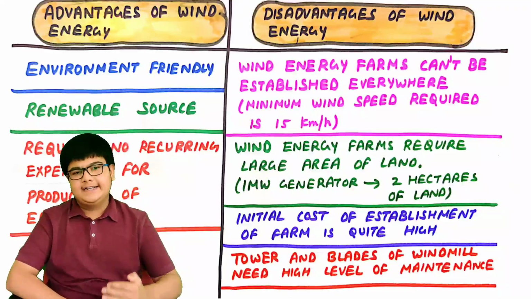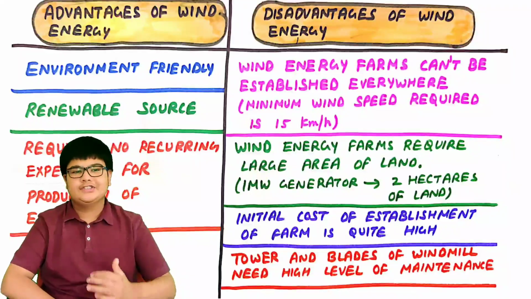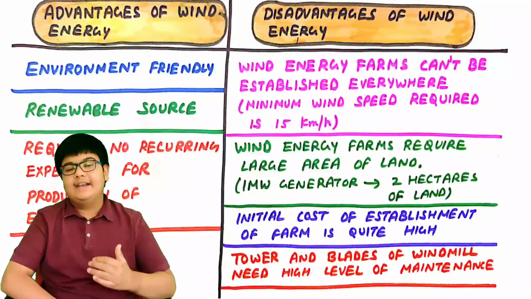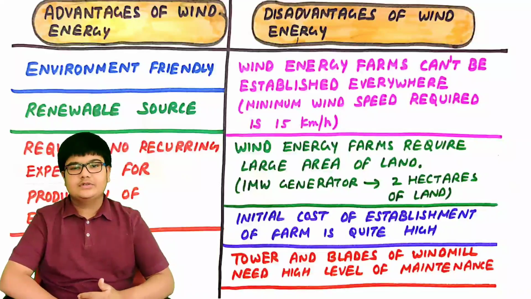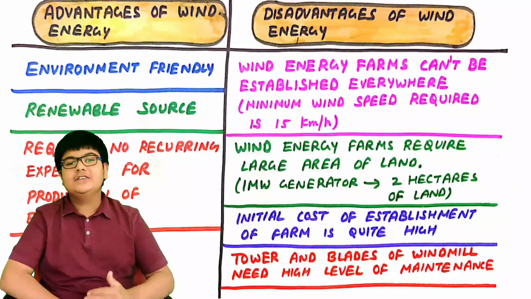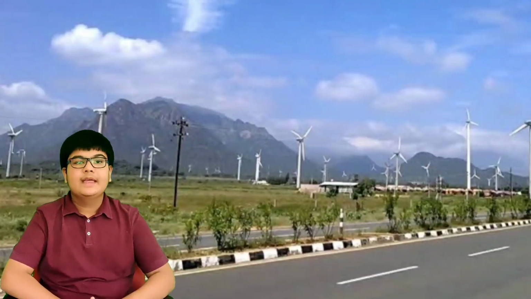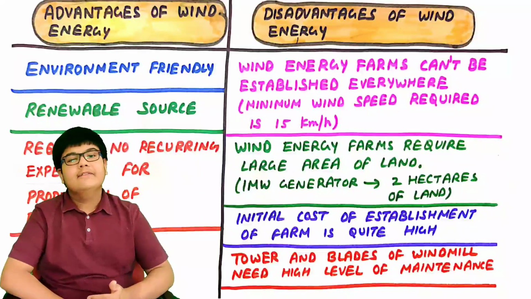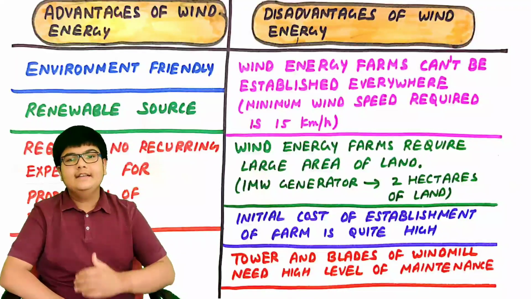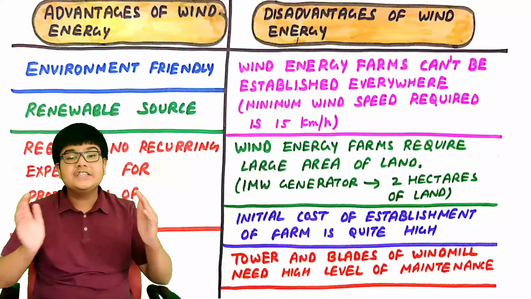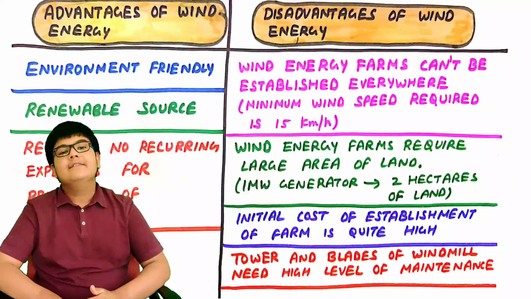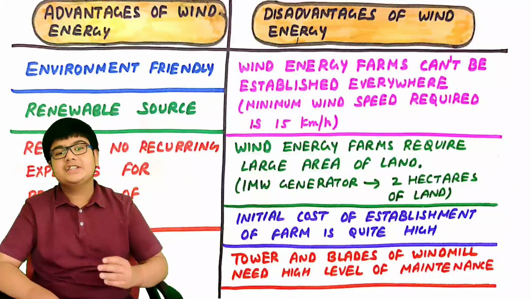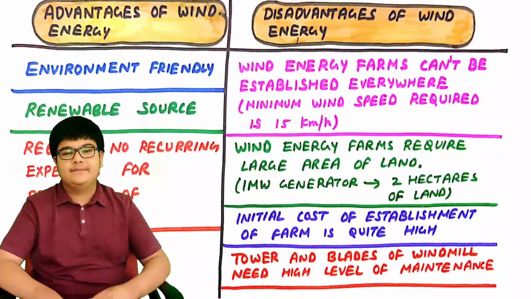Now let us see the advantages and disadvantages of using wind energy. The advantages of wind energy are that it is environmentally friendly and it is a renewable resource. On the other hand, wind energy farms can't be established everywhere, as a minimum wind speed of 15 km per hour is required for the windmills to work. Second, wind energy farms require a large area of land. For example, a 1 megawatt generator requires 2 hectares of land. So you can imagine how much land is required to establish a wind energy farm.